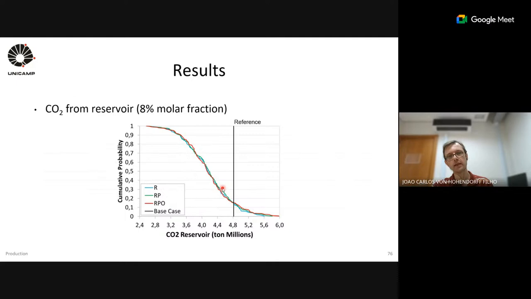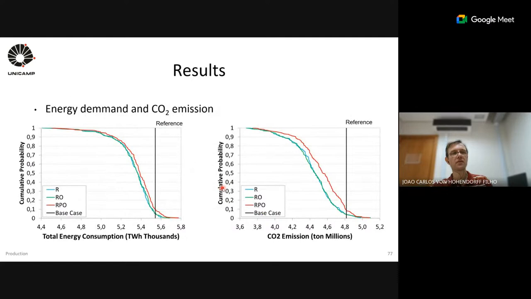But this is interesting. In terms of energy demand and CO2 emission, I have this kind of risk curve. How is the idea? This reference is the base case I can assume for my case. That is generally the case that the industry evaluates. Oh, this is my case to take decision. Okay. But if I consider all the risks related to uncertainties, production systems, efficiencies, I have some different distribution of energy consumption and CO2 emission.